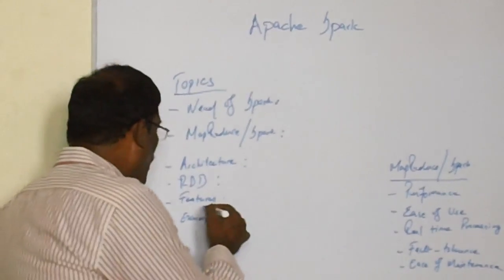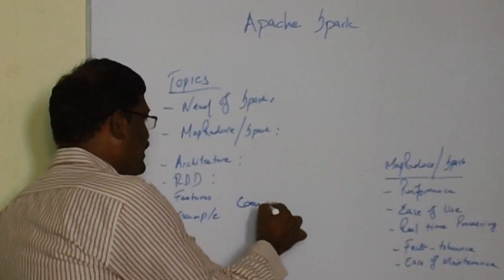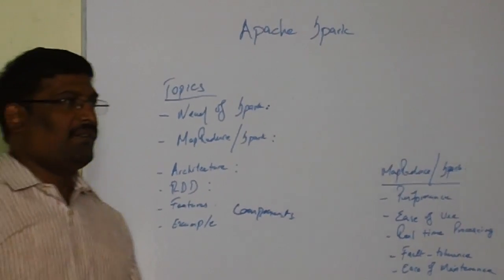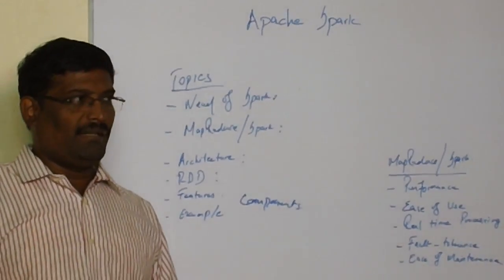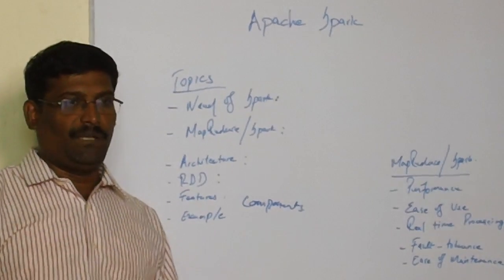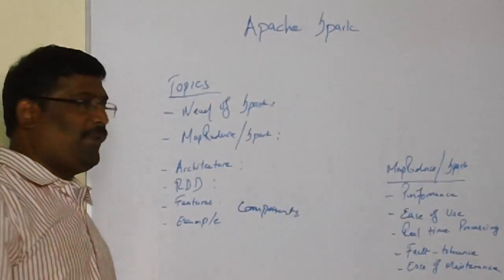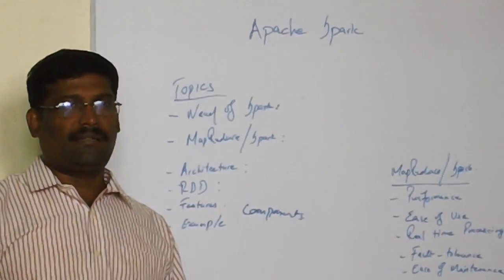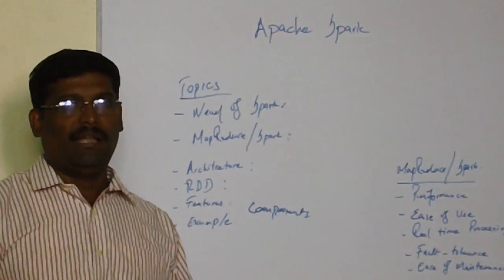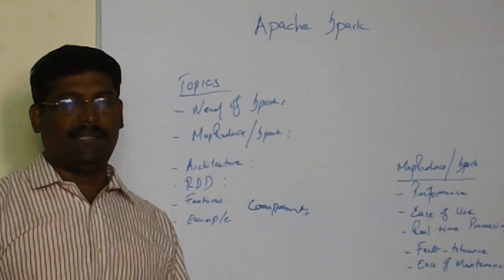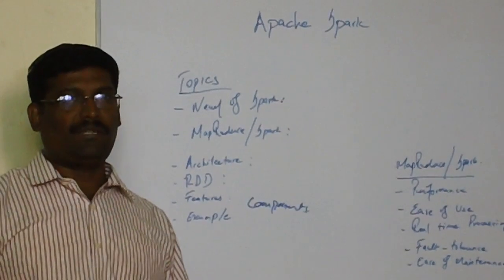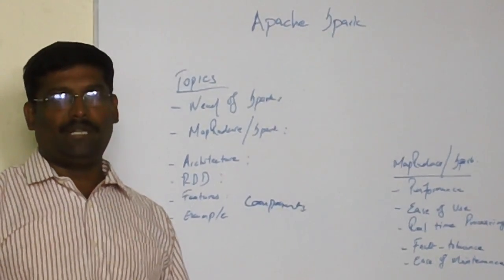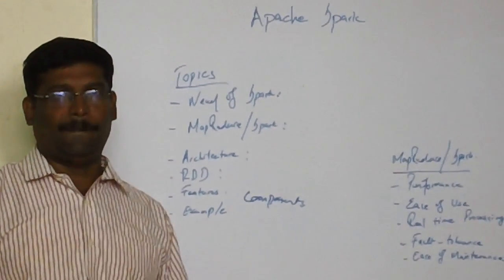Then the next one is the components. It covers the driver program, cluster manager, and the data storage, everything in the components. That will be followed by an example. The example we are going to discuss is word count, the hello program for big data analysis. Through this word count example, we could also discuss a little bit about narrow dependency and wide dependency.